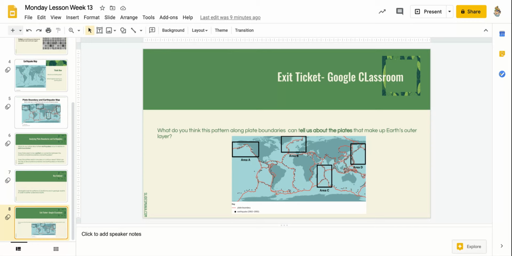So as you think about this pattern, think about what this pattern along plate boundaries can tell us about the plates that make up Earth's outer layer. Use the sentence starter below. What does this map tell us? What is the Earth divided into? What is the outer layer made of? Use this information to answer the questions below in the Google form.